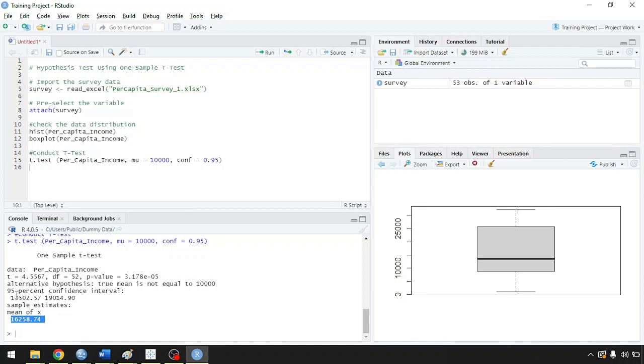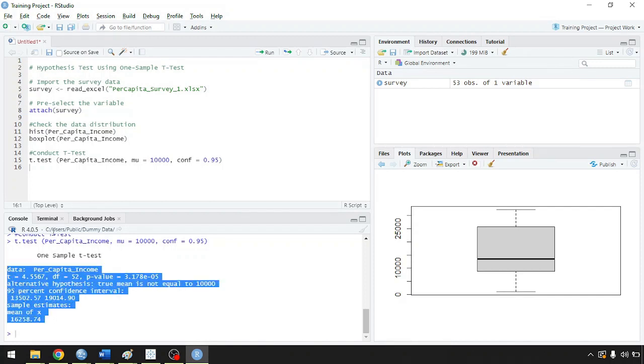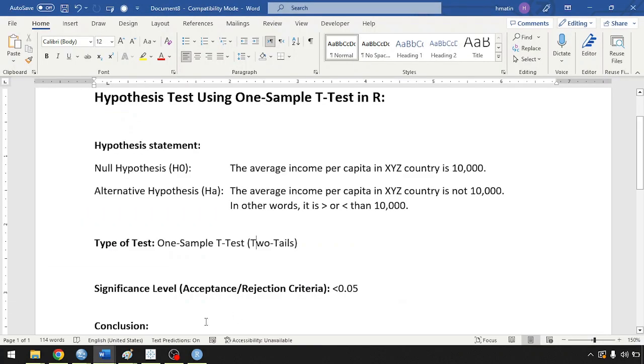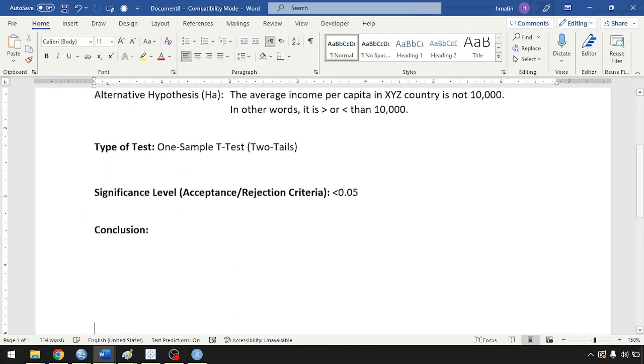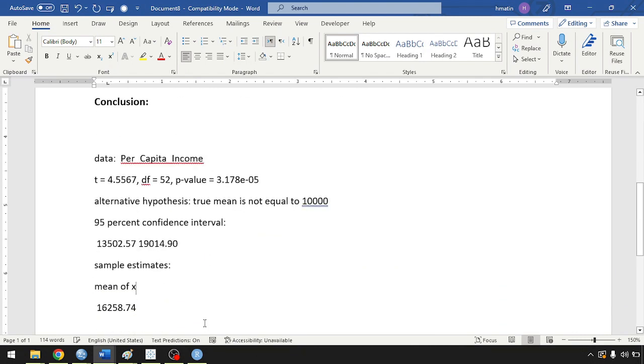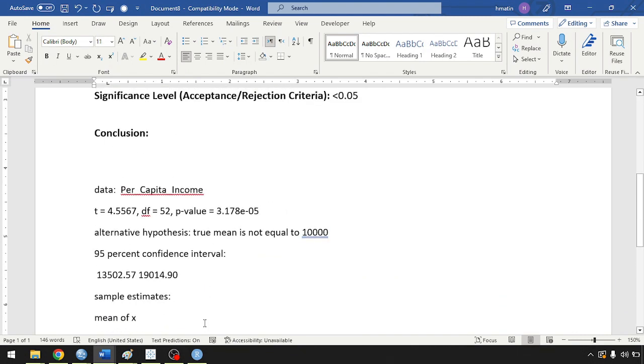The mean of X, or the average of our survey data, is 16,258, and with a 95% confidence interval, the lower point will be 13,502, and the upper point will be 19,014. So this is the part of the test result that we need. We can go to our file and use this to write our conclusion, in which case it would be the one sample t-test.